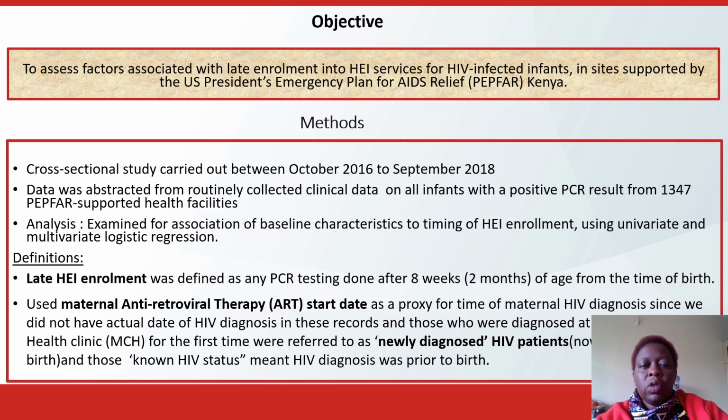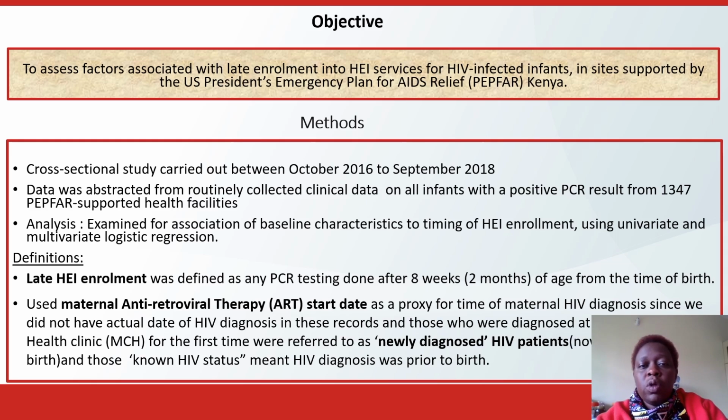This was a cross-sectional study done between October 2016 and September 2018. We collected data from routine clinical documents like PCR log registers, the HIV-exposed infant registers or cards, the antenatal registers for the mothers and their clinical cards or any maternal medical records. We looked for the association of baseline characteristics to timing of HEI enrollment using logistic regression.